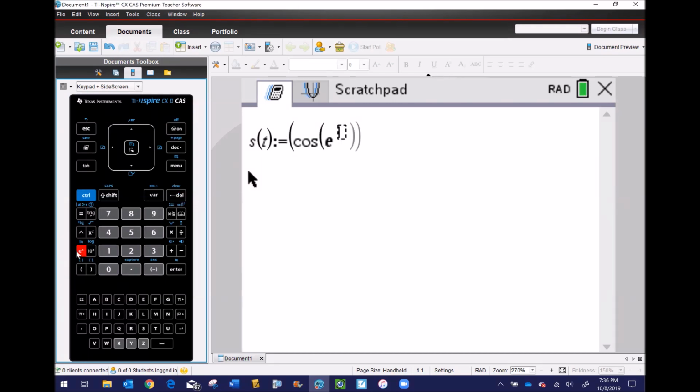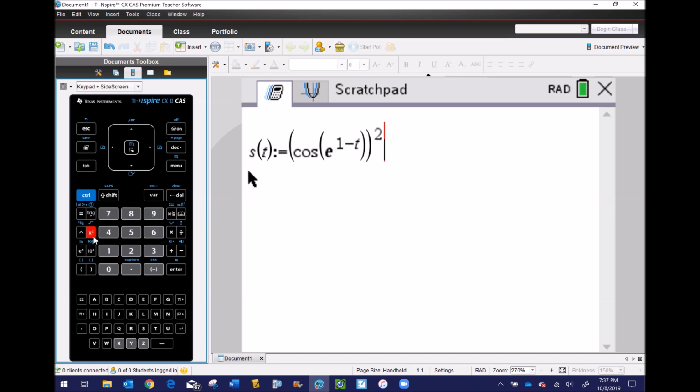It's the bold E. And then we have 1 minus t, right? Now be careful where you put this square. You want this square to not be around the E expression, but you want it to be around the cosine expression.